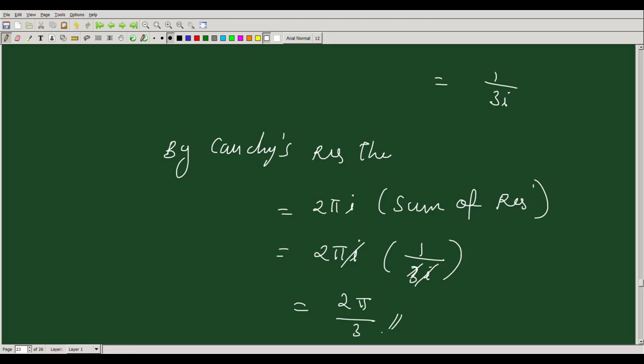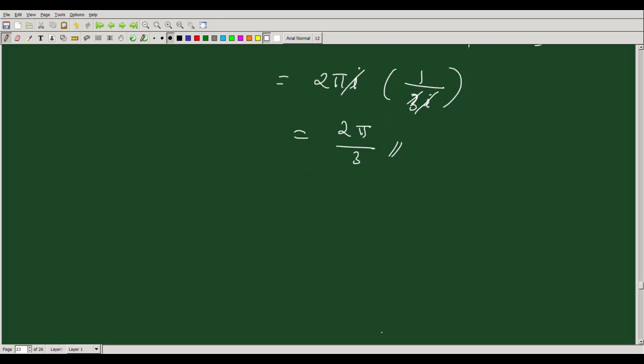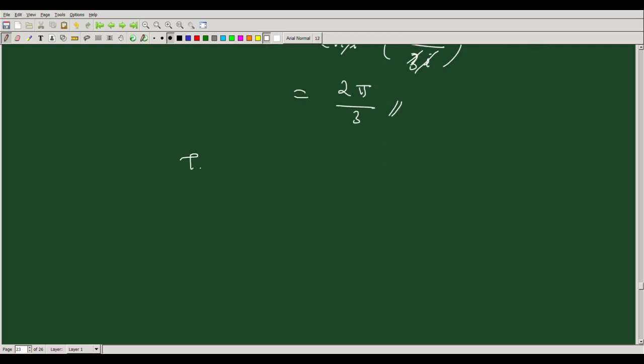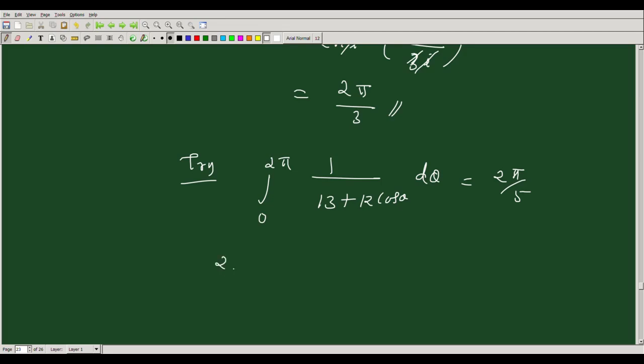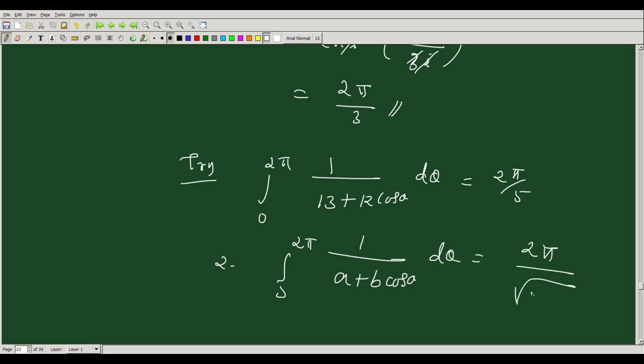Okay. So sin theta we have completed, even cos theta we have completed. I'll give you some problems to try yourself. Can you try integral 0 to 2 pi, 1 by 13 plus 12 cos theta into d theta. The answer for this problem is 2 pi by 5. Similarly, try the second one, limit 0 to 2 pi. It's a very generalized problem, 1 by a plus b cos theta into d theta. The answer is 2 pi by square root of a square minus b square. Thank you.